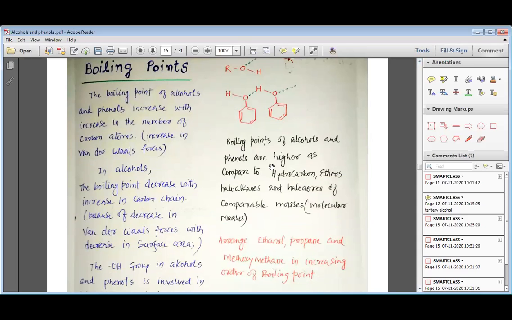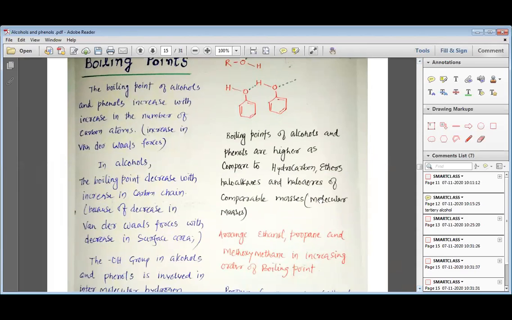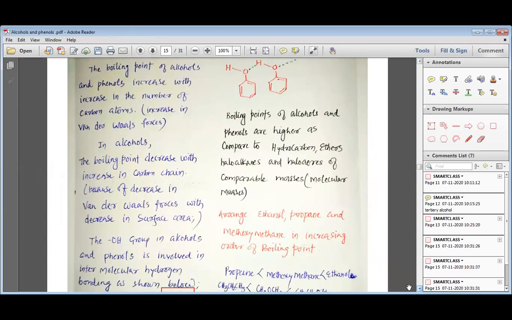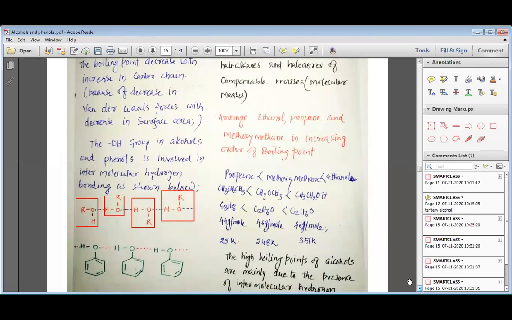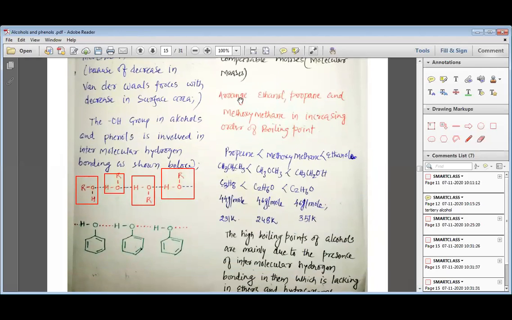So boiling points of alcohols and phenols are higher as compared to hydrocarbons, ethers, haloalkanes and haloarenes of comparable masses, or we can say comparable molecular masses. Let us study the same by one question. Arrange ethanol, propane and methoxymethane in the increasing order of boiling point.